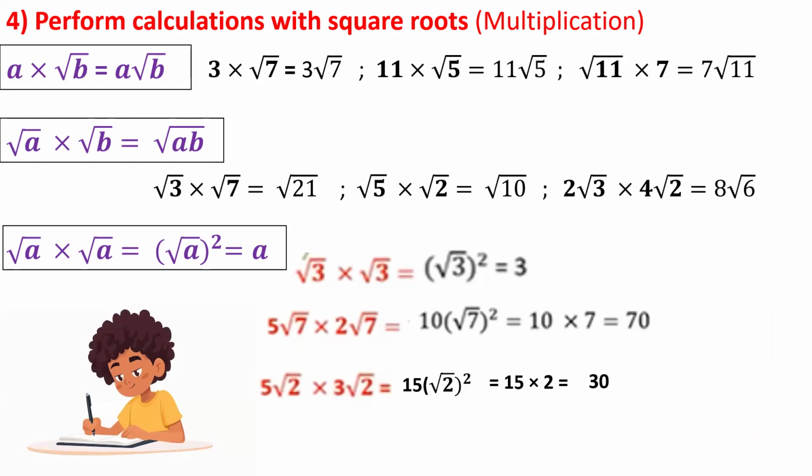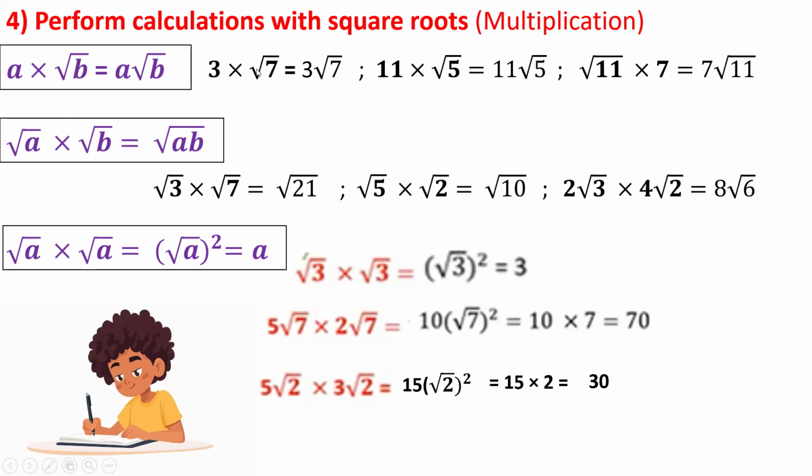How can we multiply two square roots? In multiplication of square roots, we have three rules. Let me start with the first rule. Rule number 1, which is a times radical b. If I am multiplying a, which is any number, a positive or a negative number, with a radical, the answer will be a radical b. So the radical will stay as it is and the number will become the coefficient of the radical.